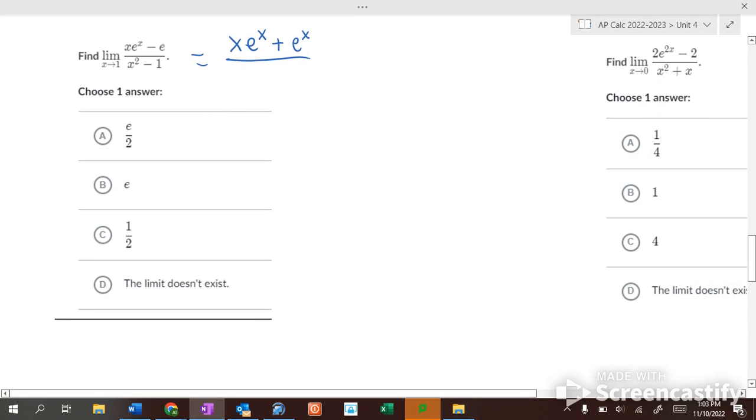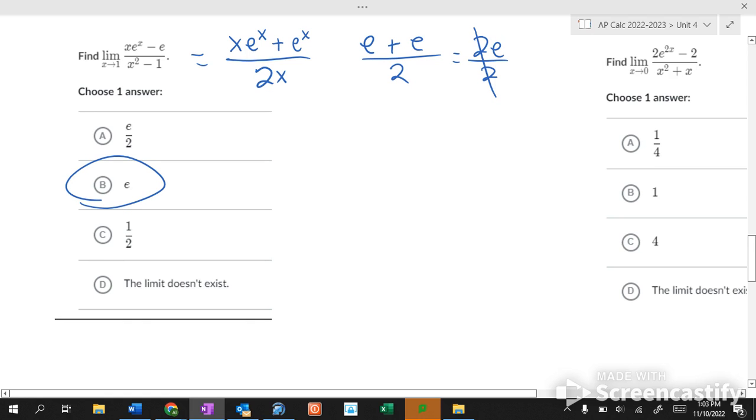Okay, so we'll just write it out. Explain, we'll be impressed. All right, so the denominator is 2x. If we put a 1 in, 1 times e to the 1, plus another e to the 1 over 2. So it's 2e over 2, which is e.